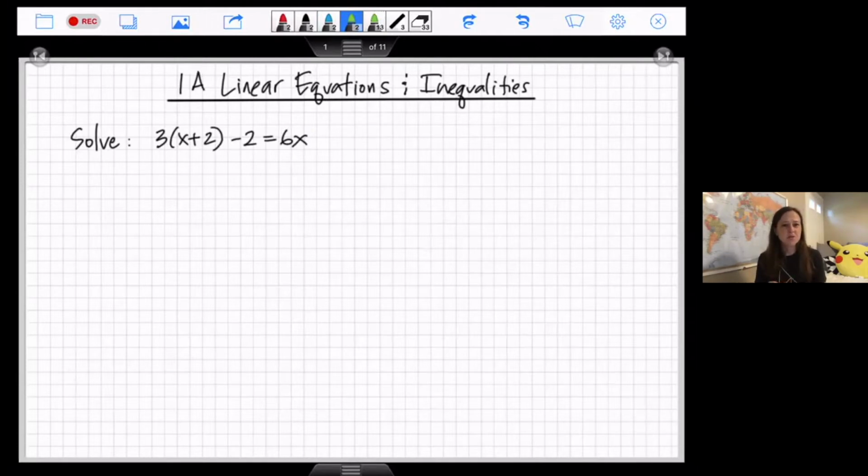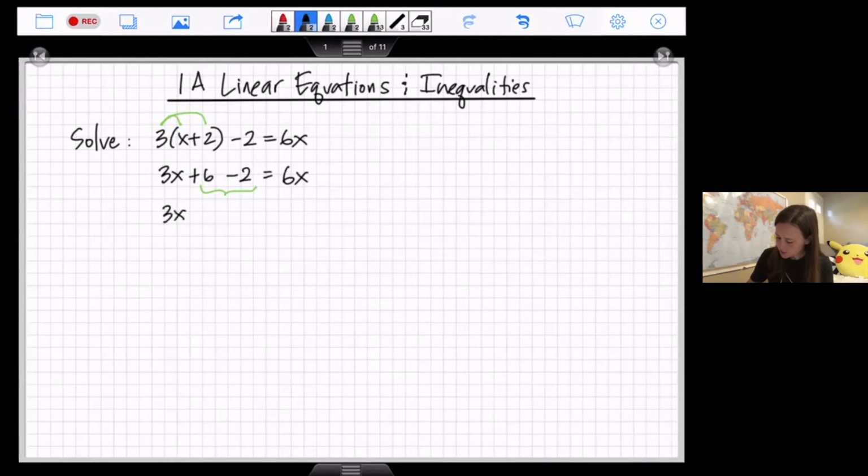But the first thing we want to do here is to liberate that first x from its parentheses by distributing the 3. So let's see what happens when we do that. I got 3x, 3 times 2 gives me 6. And then the minus 2 and the 6x are just going to hang out. All right, then simplify a little bit. Let's combine our 6 and a 2. So I'll get 3x, 6 minus 2 is plus 4, equals 6x.